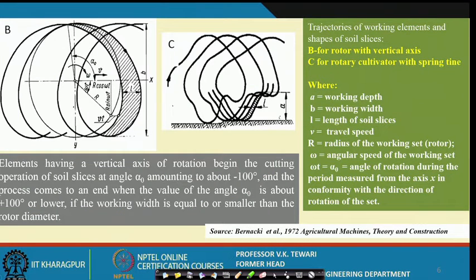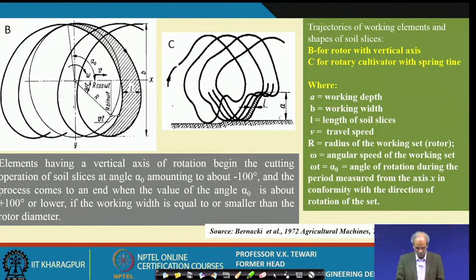Now, another situation: we talked of the blades where the axis was horizontal, where the shaft was horizontal. Now, there could be a situation where the shaft is not horizontal and is a vertical axis of rotation. Although these are not in vogue nowadays, I thought it worth having a look at for your information, that if these are on a vertical axis, how the length of the soil slice changes, and if it is a rotary cultivator with spring tine, then how it will change. So, these three situations have been explained here.